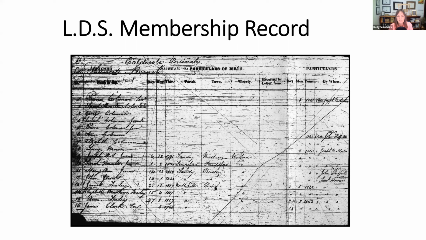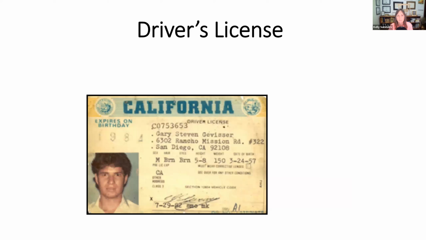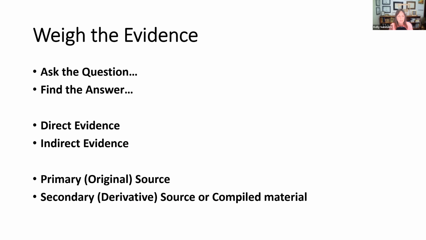Here we have an LDS membership record. Again, think about how it was created, when the information was provided, and that will help you weigh whether or not it's accurate. A driver's license, again, what's required to get a driver's license? What documents did you have to show? And then that will help you determine how accurate the birth information is.